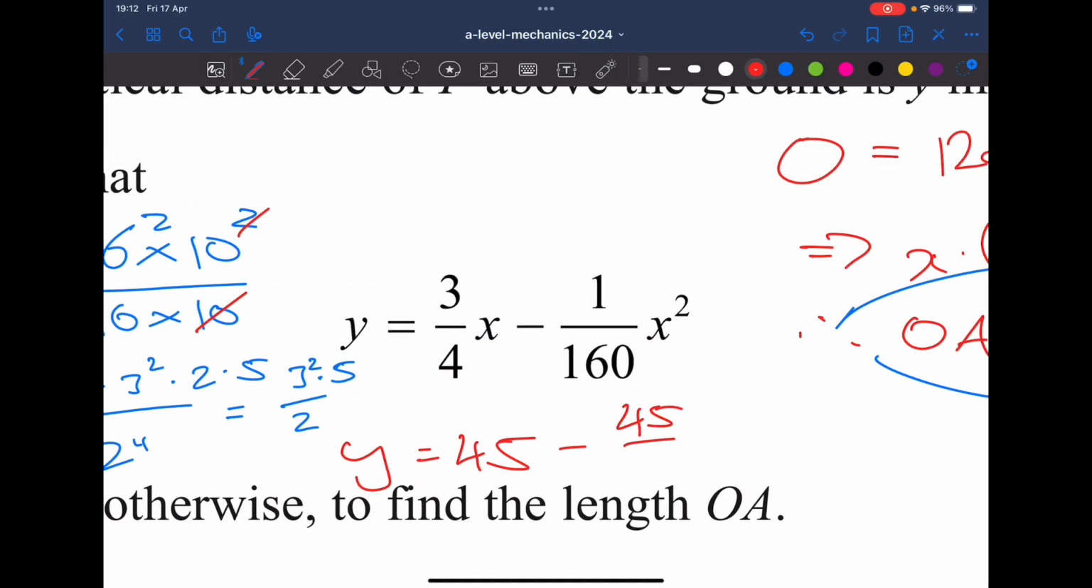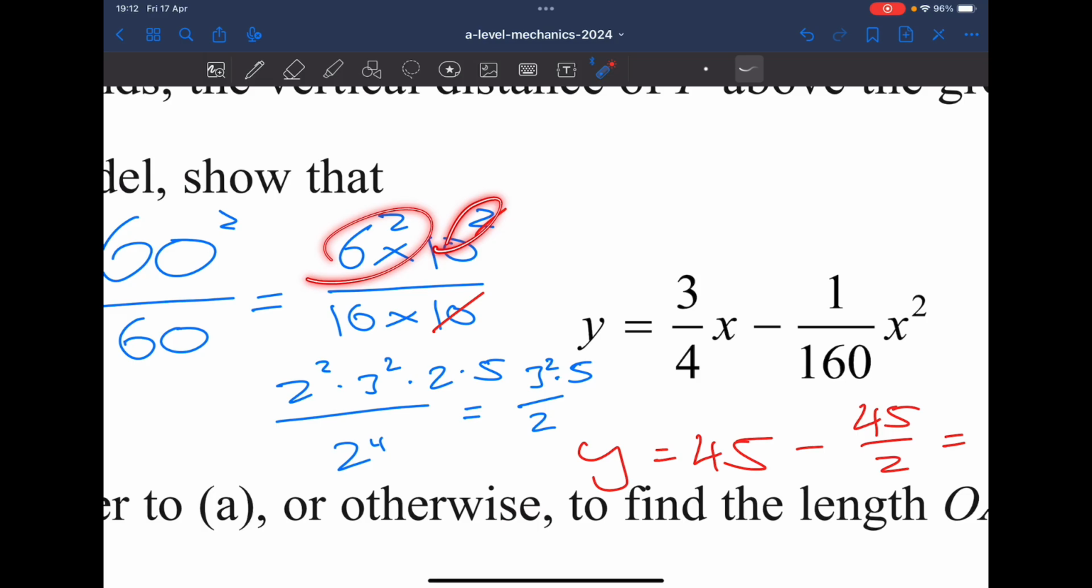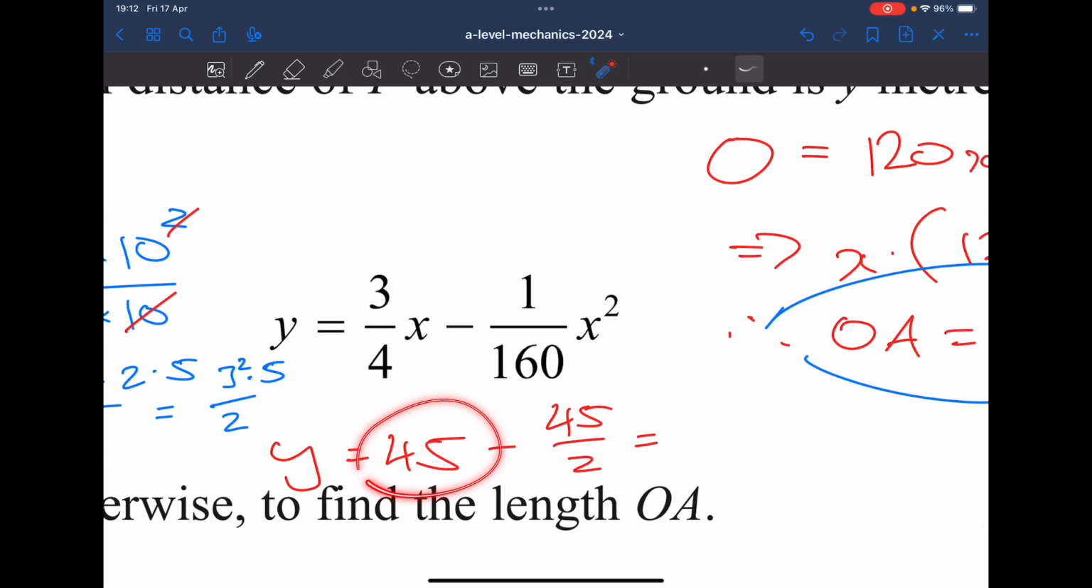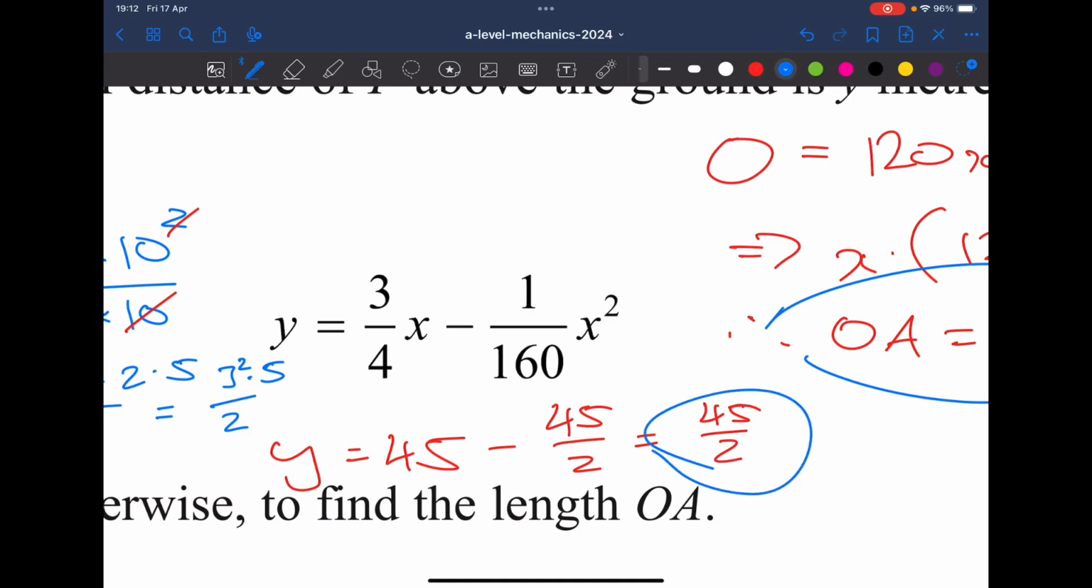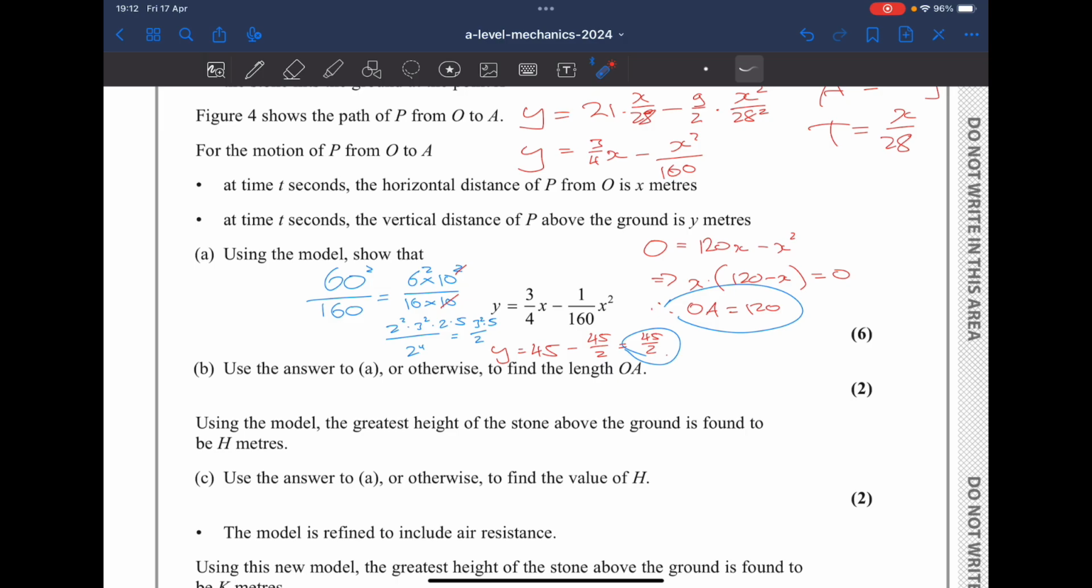Again, you can do that with the calculator, but it's not such a bad thing to practice every now and then, just to see how you're doing. Good for index laws practice, not too bad. So we've got a whole 45, take away half of 45. What have we got left? Half of 45. So that looks good to me. Not too bad. So two ways of doing it.